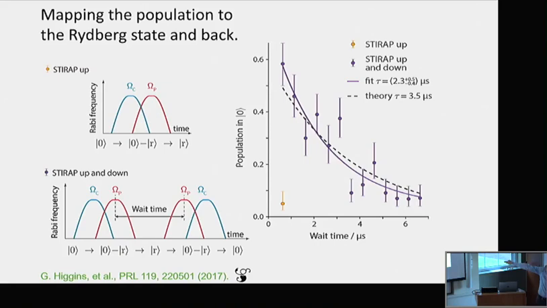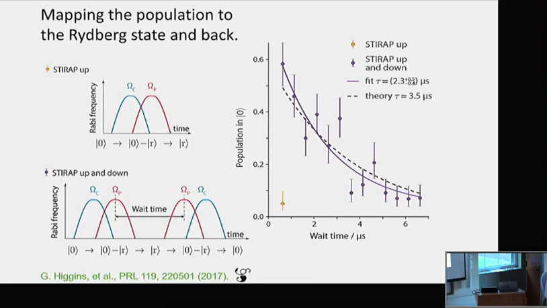We can also do that with a delay time, and by that we can basically measure the lifetime of the Rydberg state. In that case, it was something like 2.3 microseconds. The theory value would be something like 3.5 microseconds, which is basically the natural lifetime plus blackbody radiation, so including blackbody radiation. So these STIRAP pulses are short compared to a microsecond? They are short compared to a microsecond. They're on the order of, well, in that case, I think it was a few hundred nanoseconds.